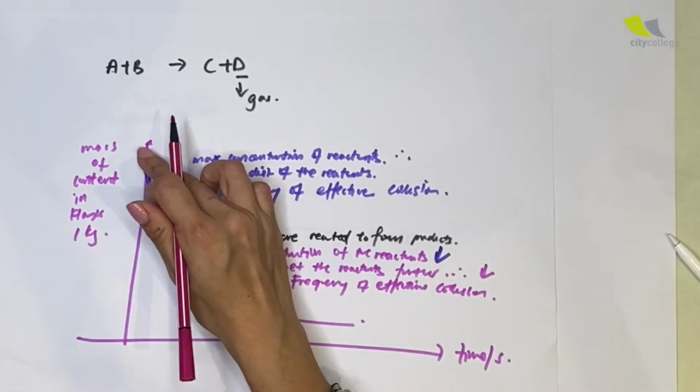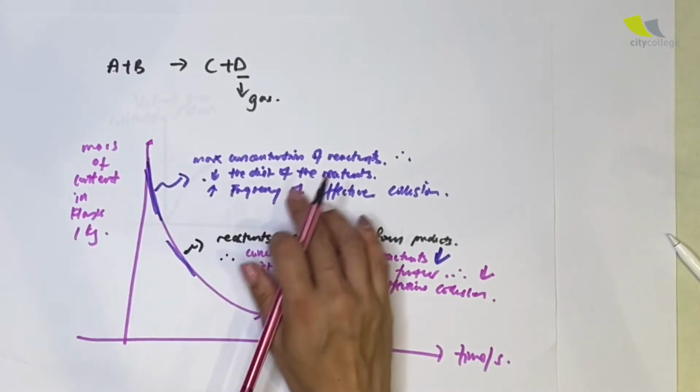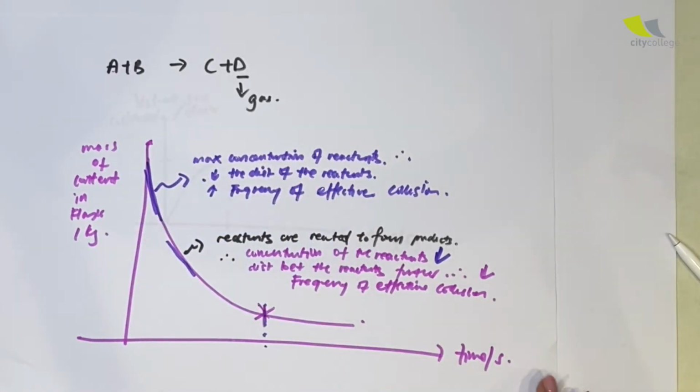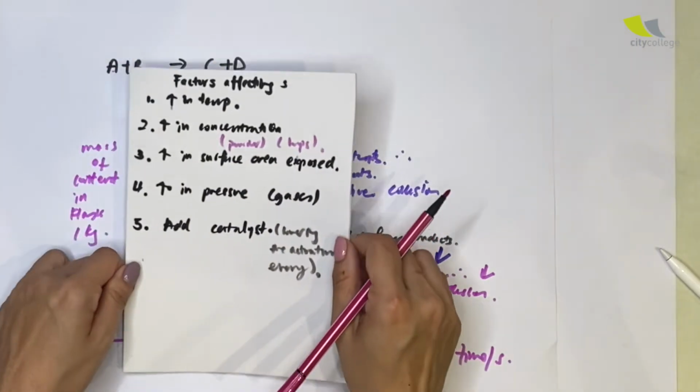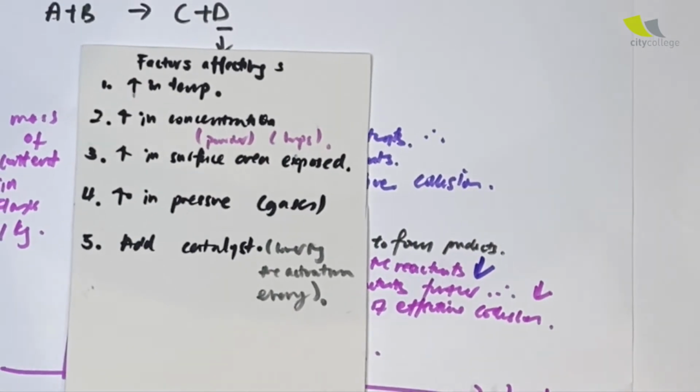Now, like I said just now, in the beginning is the maximum concentration of reactants, that's where the reaction is the fastest. Are there other factors that will make this entire rate of reaction happen faster? Yes, there are. These are my 5 factors. Okay, let's go through it one by one.